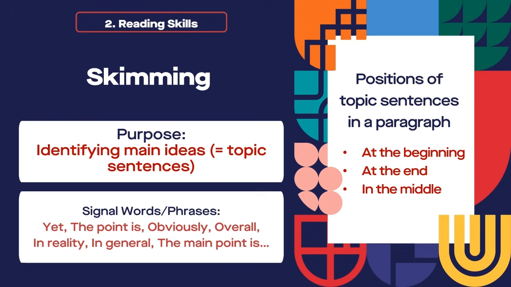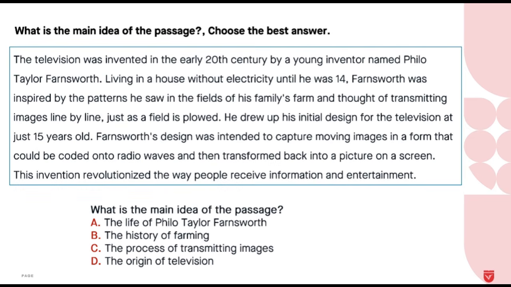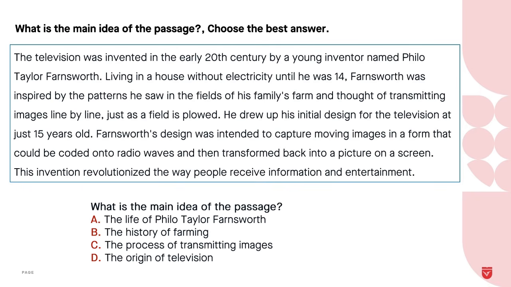To make sure that you can apply skimming skills effectively in reading tasks, let's practice with this exercise. Skim the text and choose the correct answer. What is the main idea of the passage? The answer is D. The origin of television.